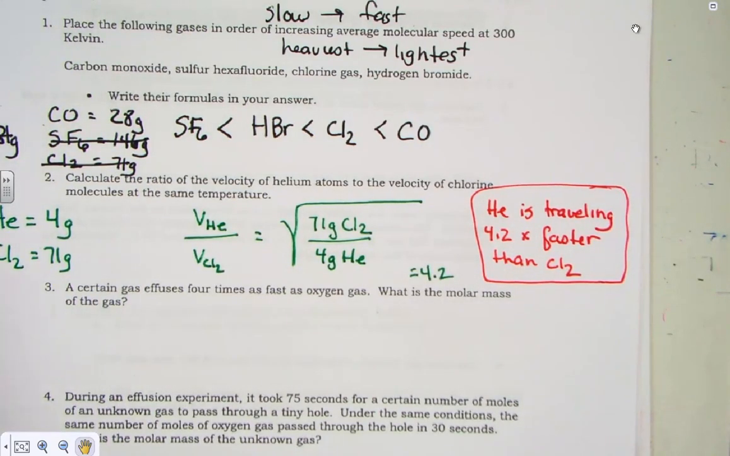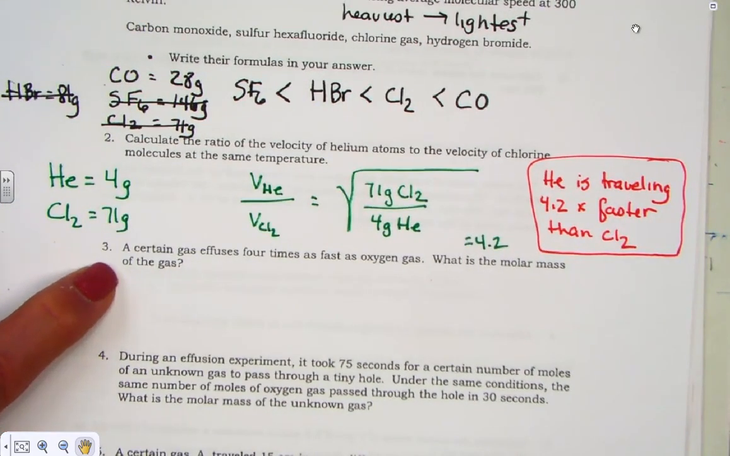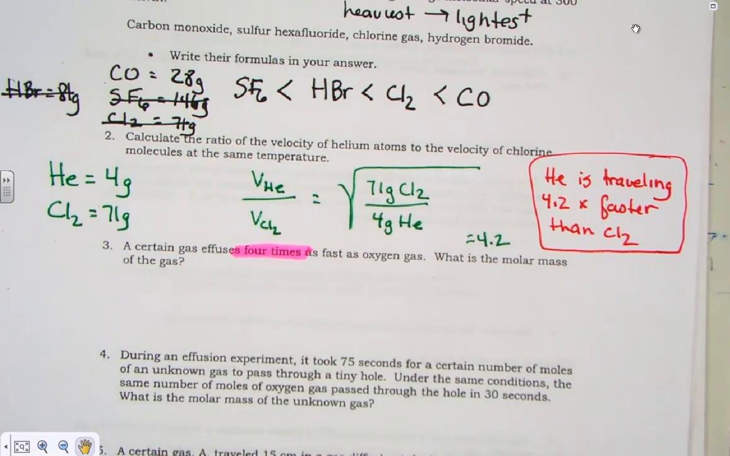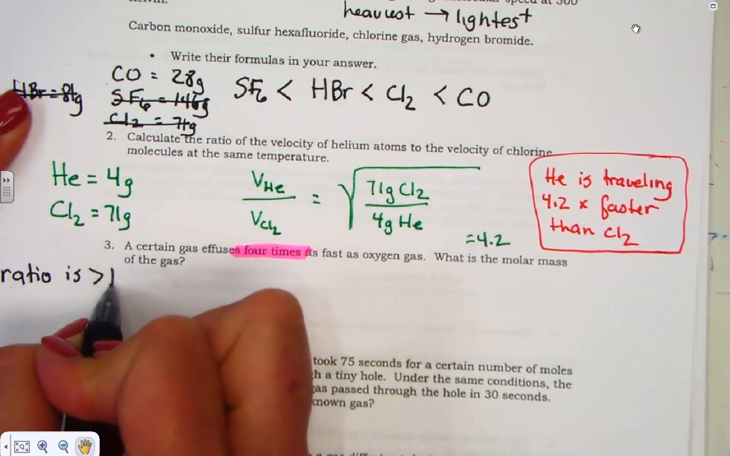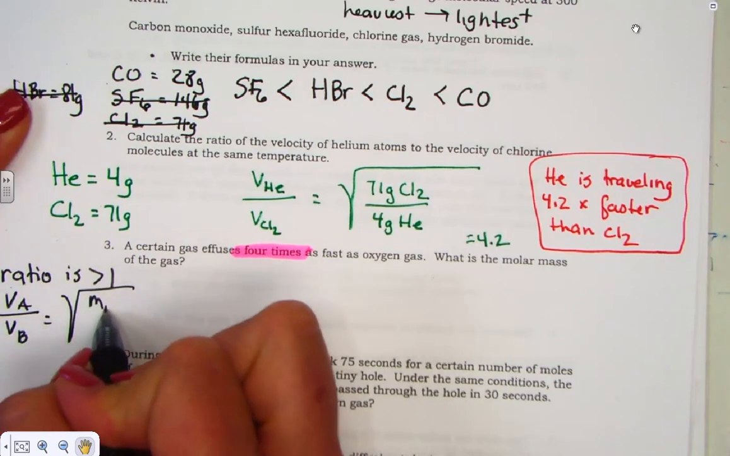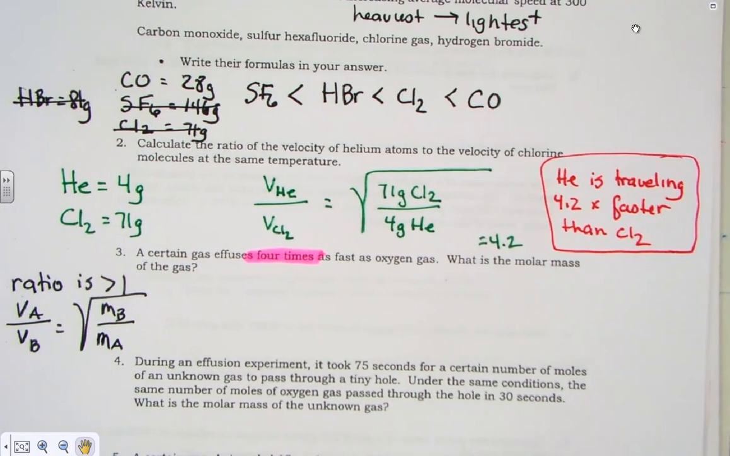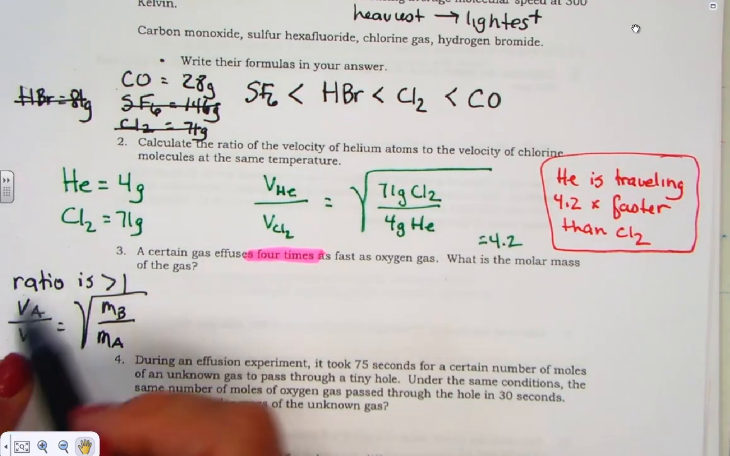Graham's law of diffusion. Number 3. A certain gas effuses 4 times as fast as oxygen. What is the molar mass of the gas? Notice 4 is the ratio of velocity and 4 is greater than 1. So since the ratio is greater than 1, the lighter gas must be on top. So our formula is the square root of heavy over light. Unlike the Notepack example that gave us a ratio less than 1, here's a number greater than 1. Here's our formula, lighter over heavier on the ratio side.